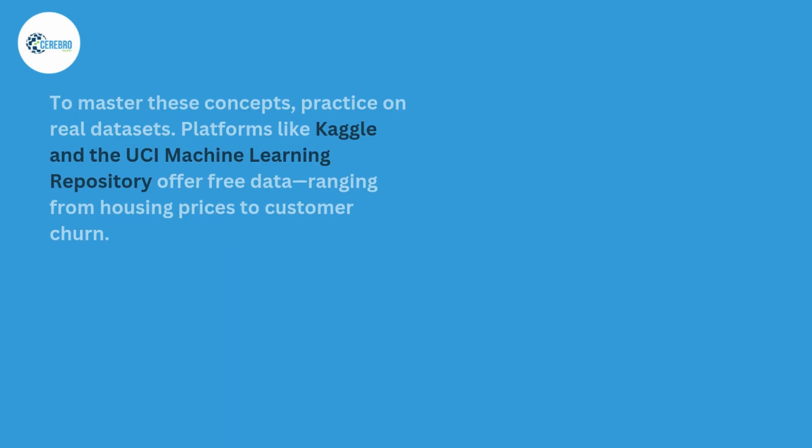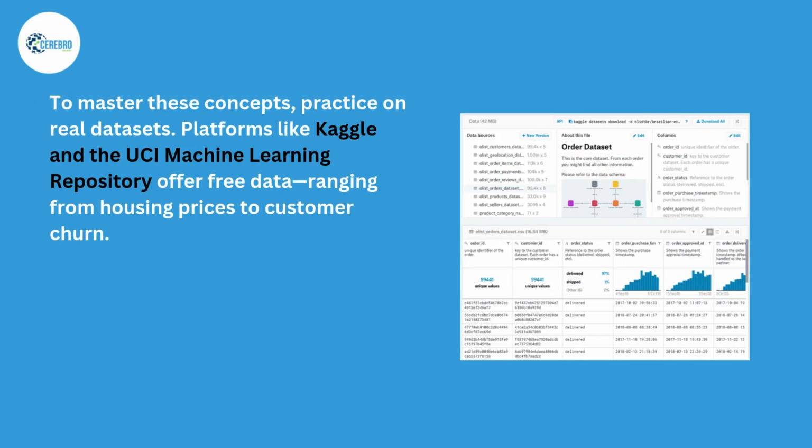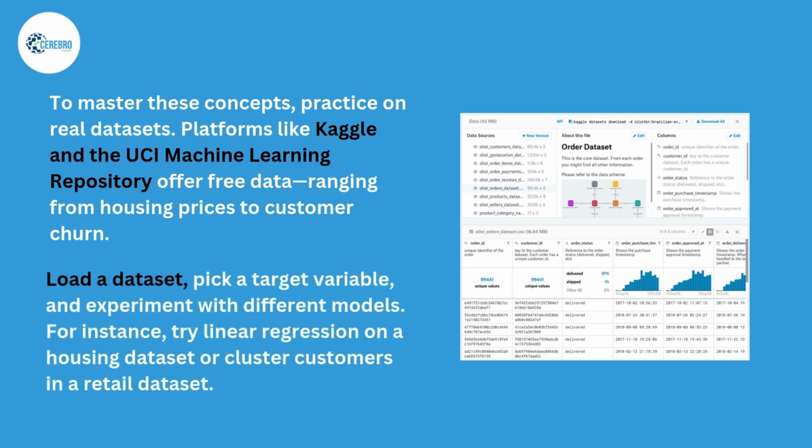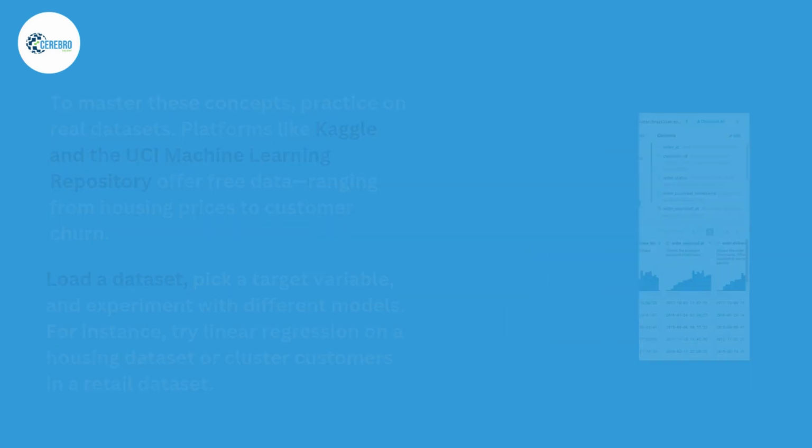or care outcomes. To master these concepts, practice on real data sets. Platforms like Kaggle and the UCI Machine Learning Repository offer free data, ranging from housing prices to customer churn. Load a data set, pick a target variable, and experiment with different models. For instance, try linear regression on a housing dataset or cluster customers in a retail dataset.